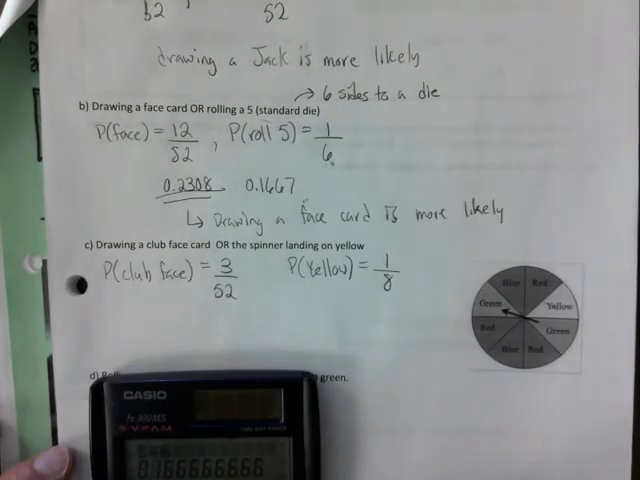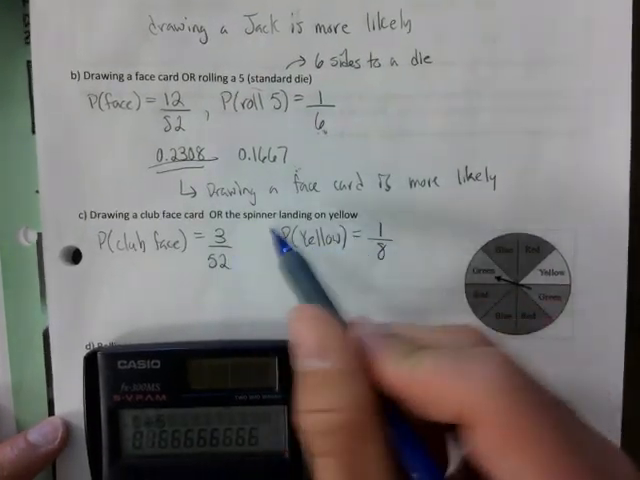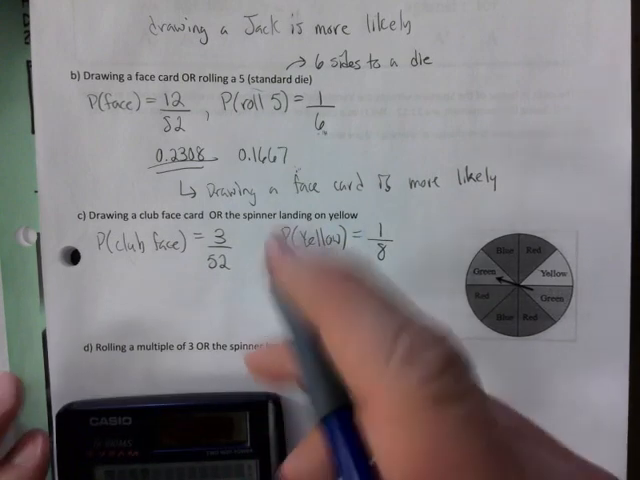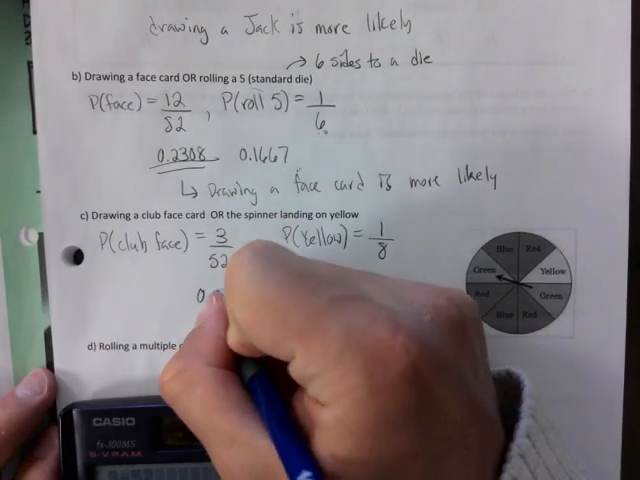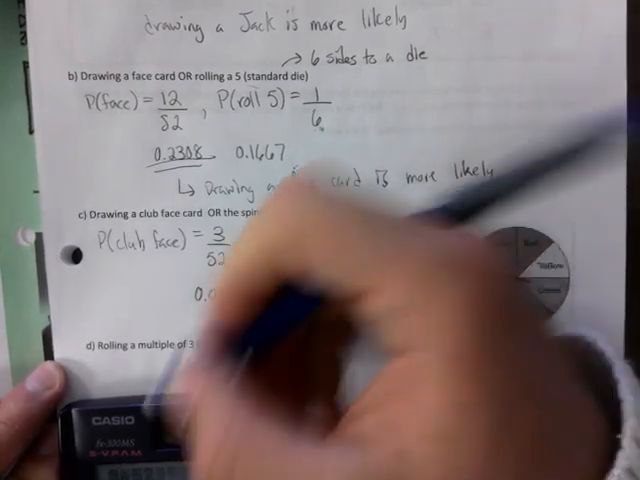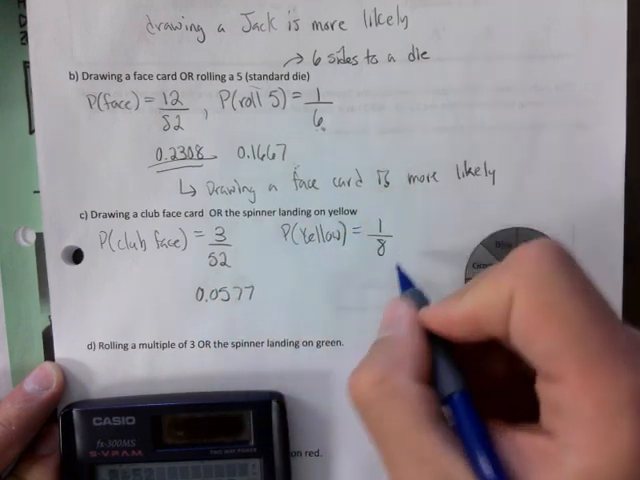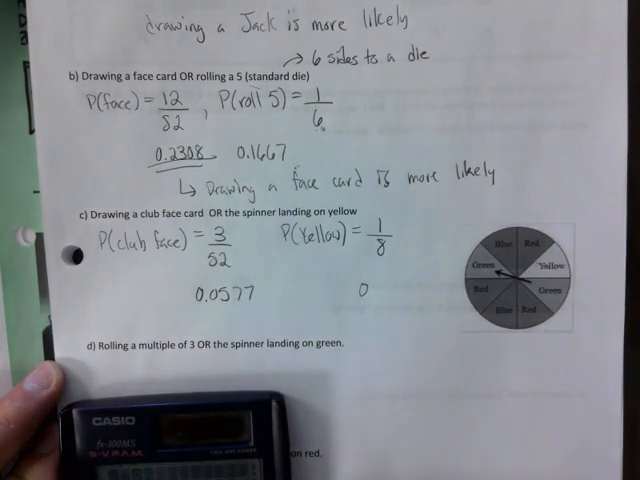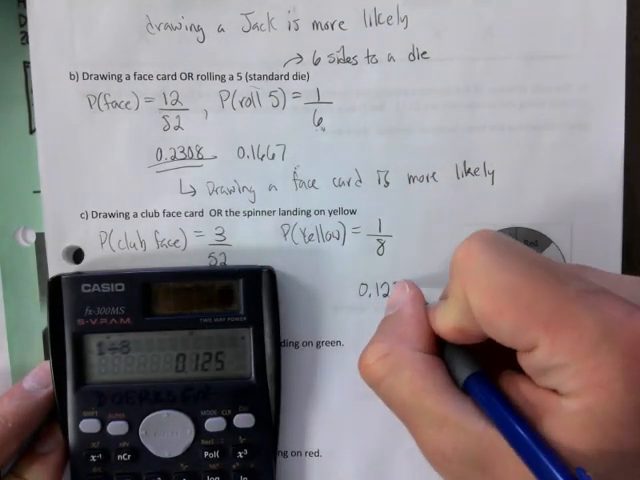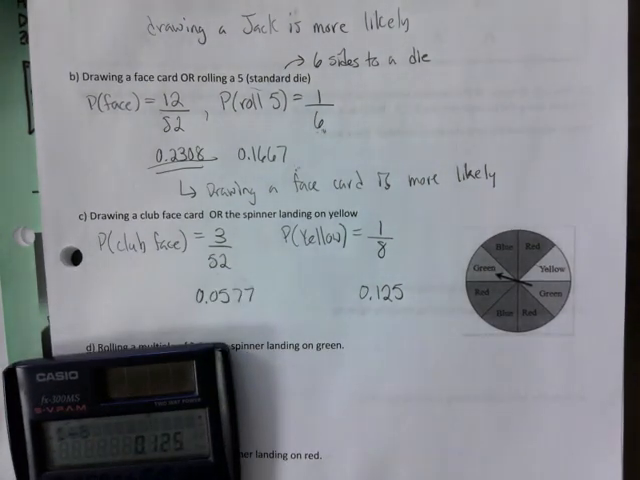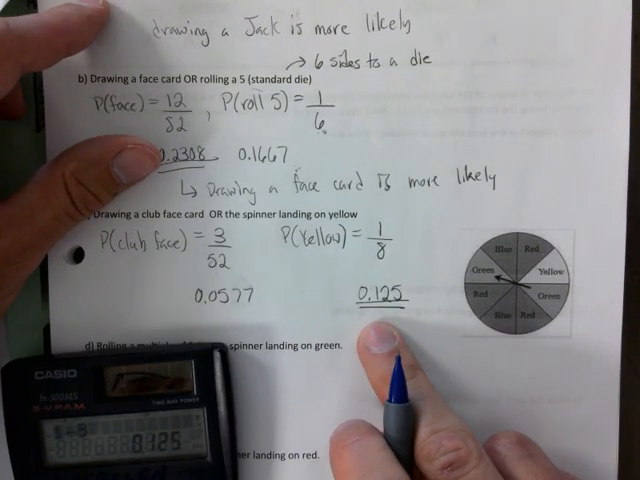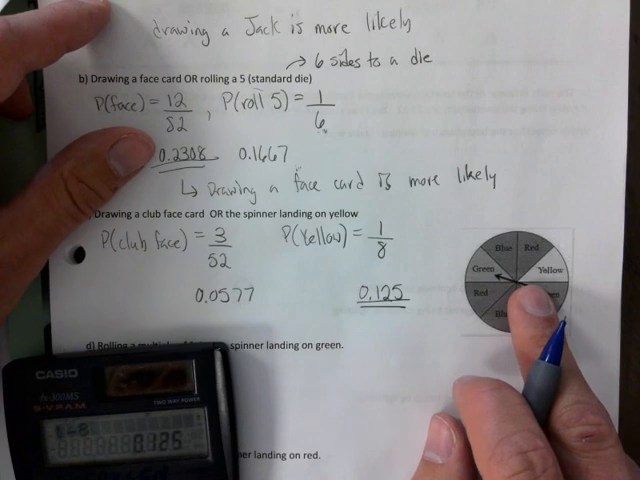Again, this is a scenario where the fractions aren't easy to compare, so I convert them to decimals. This would be 0.0577, and 1 over 8 would be 0.125. So it so happens that spinning a yellow space on the spinner is more likely.